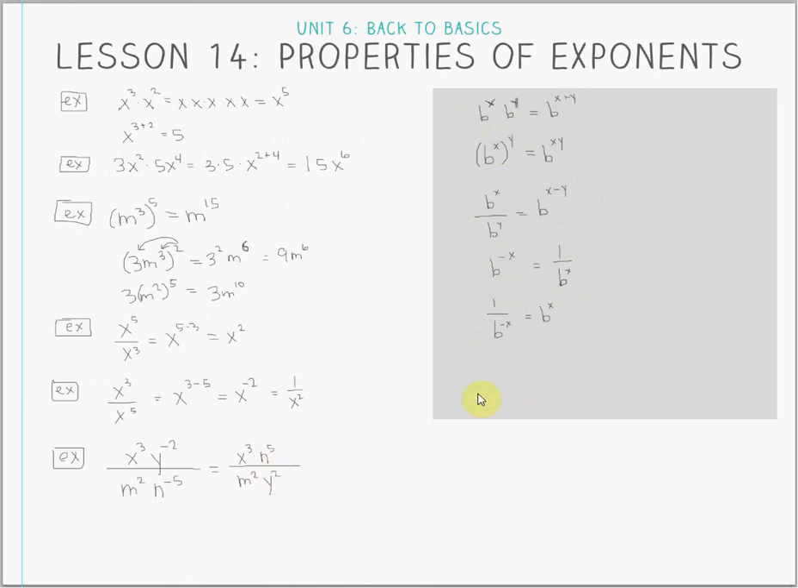Okay, another property that you should know, but that hopefully we'll just reiterate, is anything raised to the 0 power equals 1. So for example, let's just do x to the 0 power equals 1. Or 217 to the 0 power equals 1. Okay, so it doesn't matter if they're numbers or variables. Those will always equal 1 if they're raised to the 0 power.